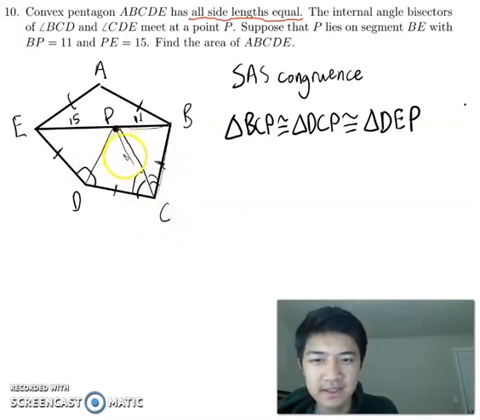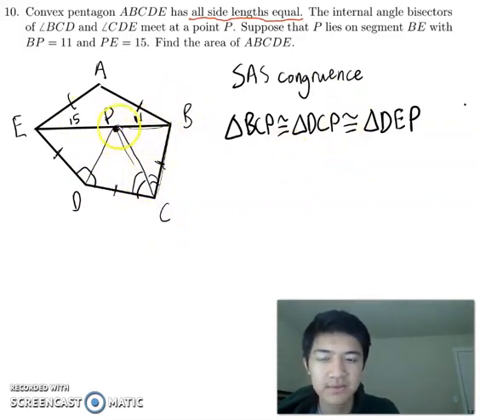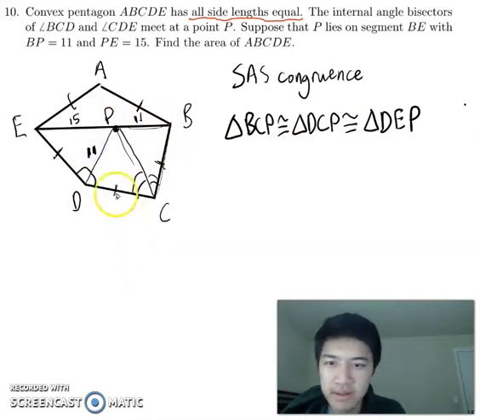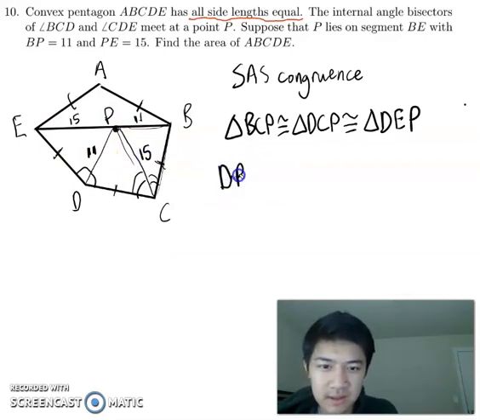So first, it can tell us that the corresponding side lengths are equal. So if we look at the corresponding side lengths, we see that BP should equal DP. And this tells us that DP is 11. It also should tell us that EP equals CP. So it tells us that CP equals 15. So DP equals 11 and CP equals 15.